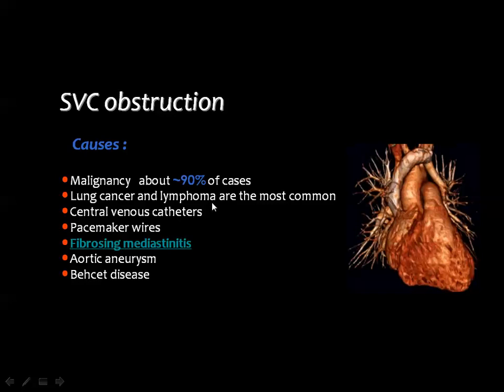Then here are the causes for superior vena cava obstruction, including malignancy, especially the bronchogenic carcinoma and lymphoma. Also, recently, the central venous catheters are one of the well-known causes of superior vena cava obstruction. The placement of wires and this disease also, which is known as fibrosing mediastinitis, also Behçet disease. Behçet is one of the diseases that cause vena cava obstructions as well as pulmonary aneurysms.